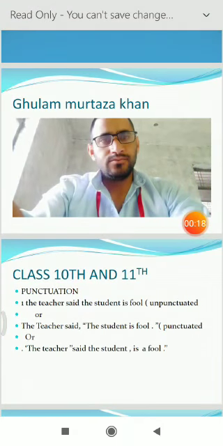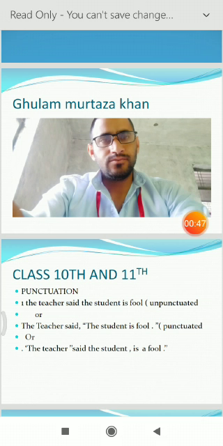The topic that we have selected for today's class discussion is punctuation. It is not only for classes 10th and 11th, but it is beneficial for students from class 6 to class 12th as well, because punctuation is very essential and important in the English language and in writing English. So students, let's start our discussion with this sentence.